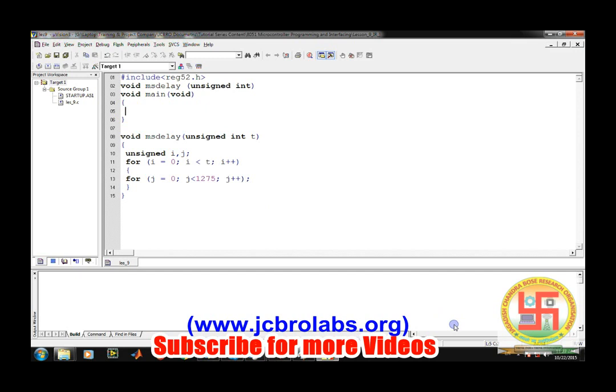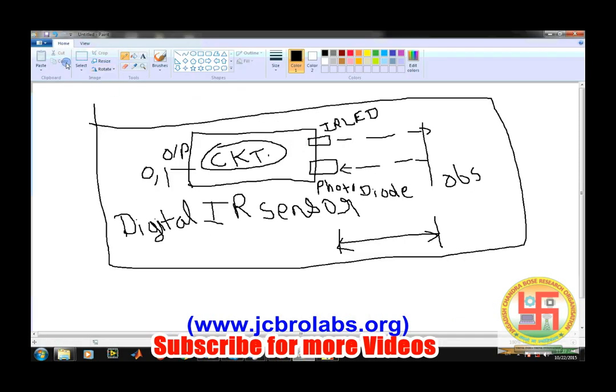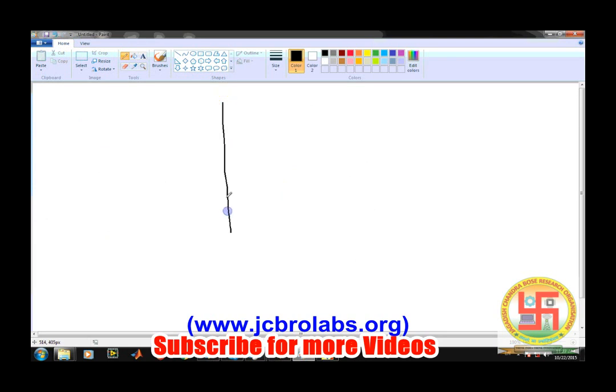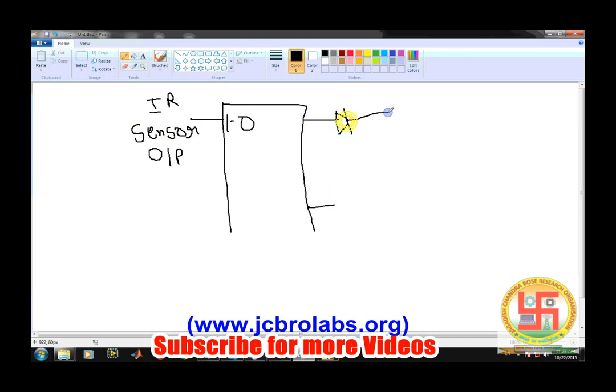Now we have learned that as soon as there is an obstacle it gives 1, and when there is no obstacle it gives 0. So what we have done, we have connected the sensor with pin P1.0 of the microcontroller. Here we have connected the IR sensor output to P1.0, and for demonstration purposes we have connected LEDs to port 2. That means 8 LEDs are connected there, P2.0 to P2.7. So what we will do, when there is an obstacle, here we will get 1, and at that time all these LEDs should blink alternately.